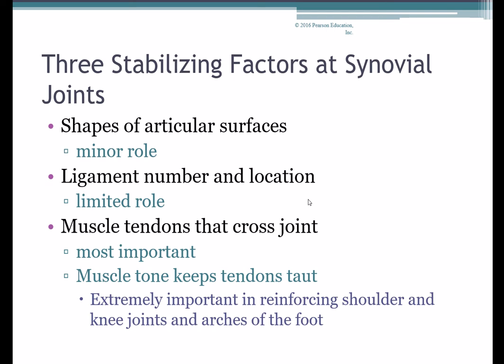But really the biggest factor that stabilizes our synovial joints are our muscle tendons that cross over the joints. So in chapter 9, we're going to talk about muscle tone, which is this kind of partial contraction of all of our skeletal muscles. And how we attach our skeletal muscles to the bones is through tendons. With the muscles being partially contracted, that makes those tendons really taut, crossing over the joints, and that's really good at reinforcing and adding stability to that joint, particularly the shoulder, the knee, and the arches of the foot.